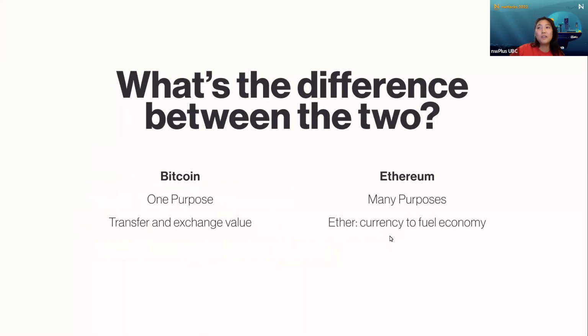So just to sum this up, what's the real difference between the two? Bitcoin essentially only has one purpose, where you can transfer and exchange value, and Ethereum has many purposes, and Ether is the currency to fuel the economy.